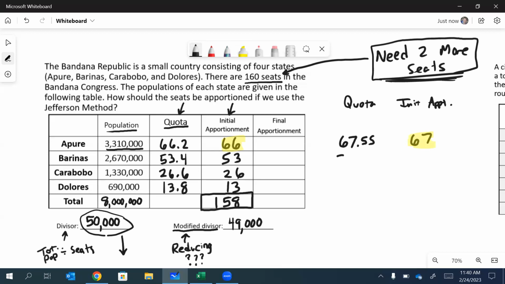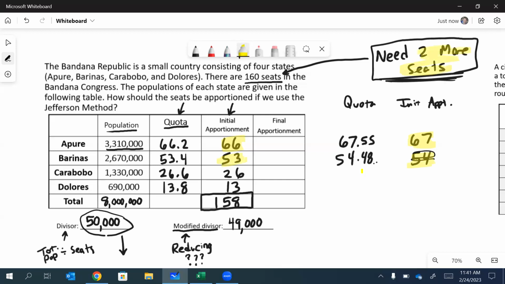Let's go to the next state, Marinas, 2,670 divided by the 49,000. I'm getting 54.4897 and so on. Okay, I'm just going to stop there because again, the whole number is 54. And once again, we were before at, oops, I didn't mean to use my ink pen, I meant to use my marker. We're at 54, but we were before at 53. That means we've already got 2 more seats.